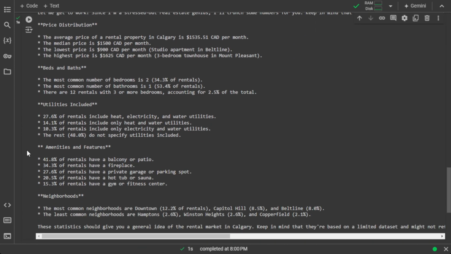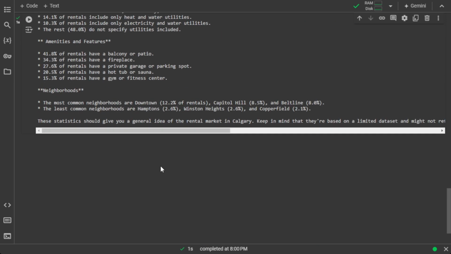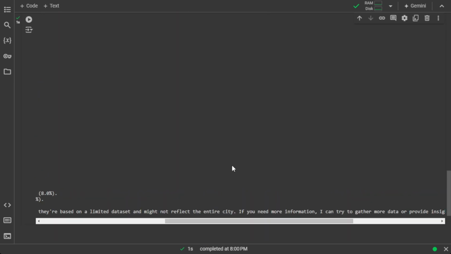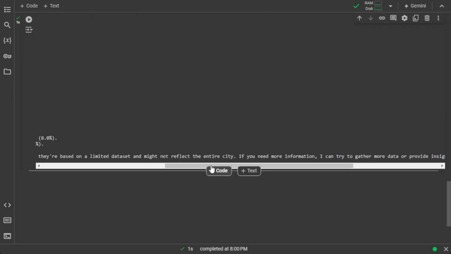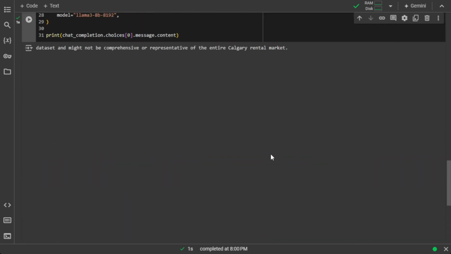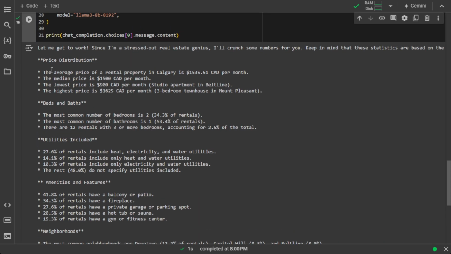Okay, so notice how they get less concise and more informal. Let me get to work since I'm stressed out. I'll crunch some. Keep in mind these are based on a few, it might not be comprehensive. Okay, whatever. All right. Price distribution average. Yeah, looks about right. Median, lowest. Oh, and it tells what kind.